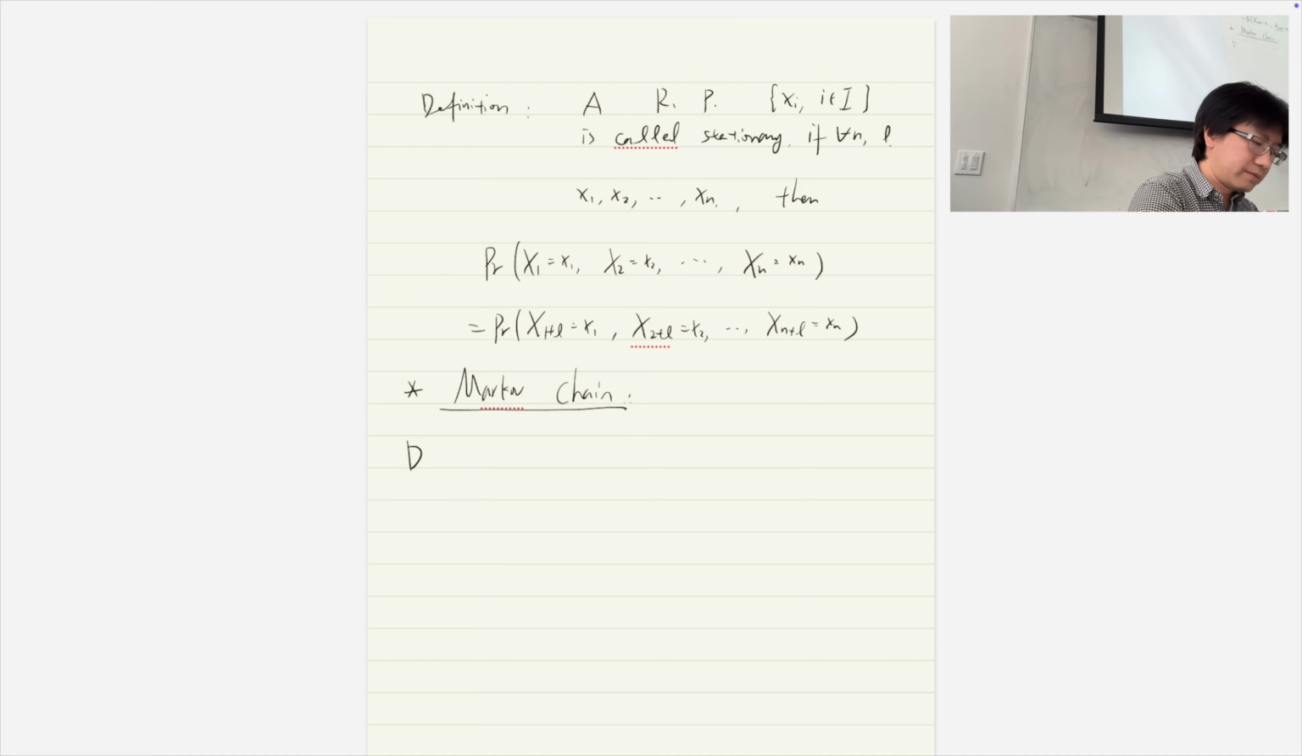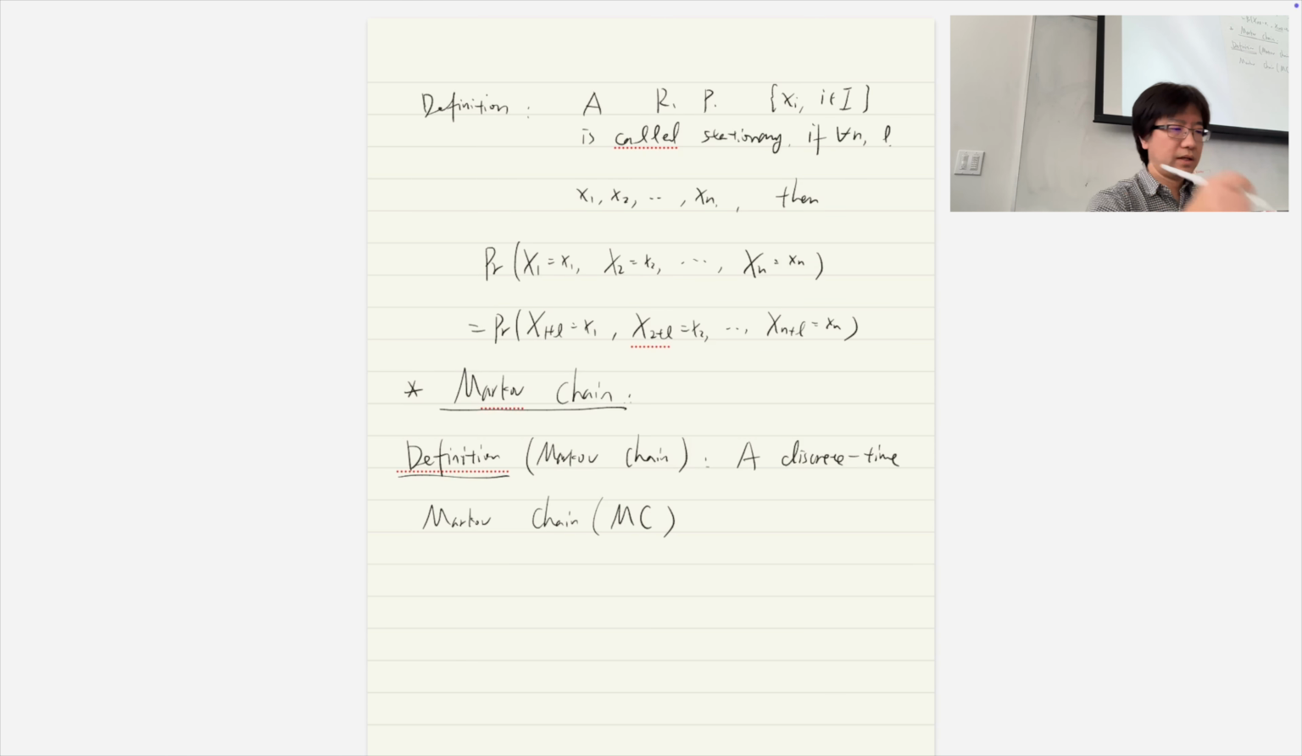Okay, let's define a Markov chain. Although we have talked about the definition before, let's just refresh it. So we say a discrete time Markov chain. This is very important. We use MC to represent Markov chain. This discrete time Markov chain is our favorite. It is totally different from continuous time Markov chain.